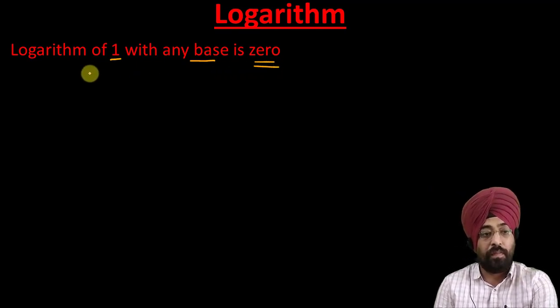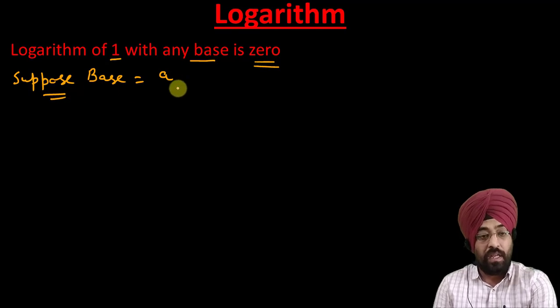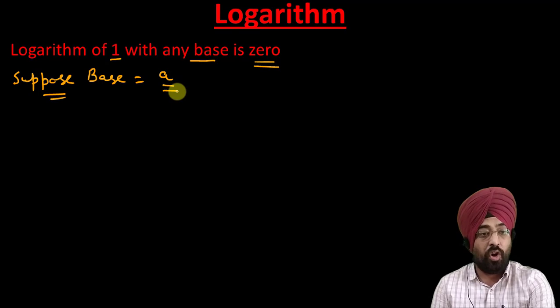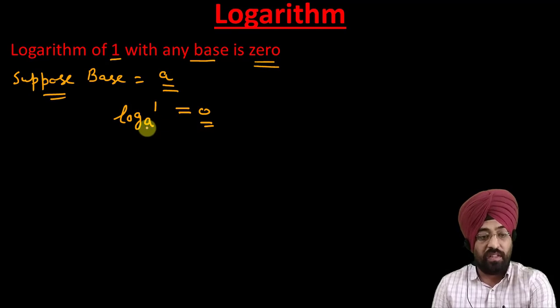Now suppose base is a. Let us suppose any base a. As he says that base is any number, so I have randomly chosen base equal to a. Now what he says, log of 1 with base a. He says that its value is 0. We have to prove that log of 1 with any base, or with base a, is equal to 0. Now let us first convert this logarithmic form to exponential form.